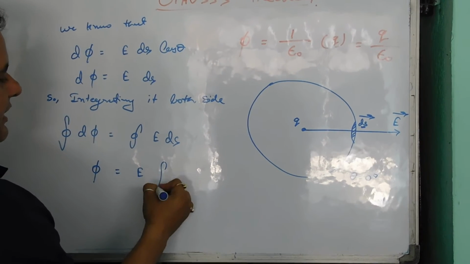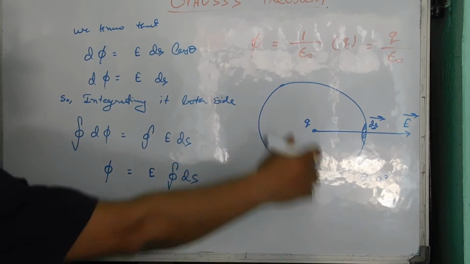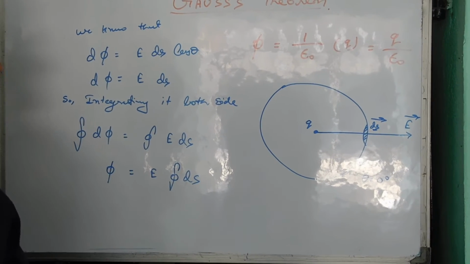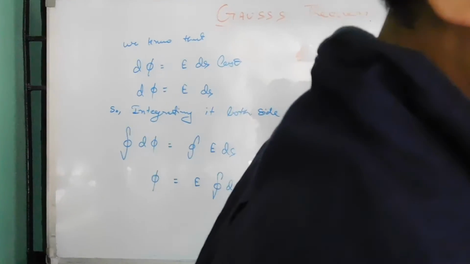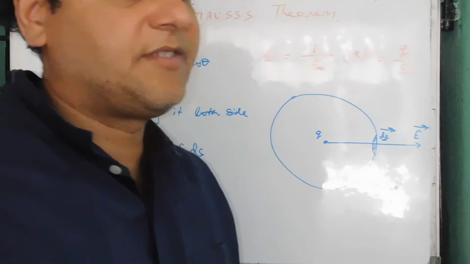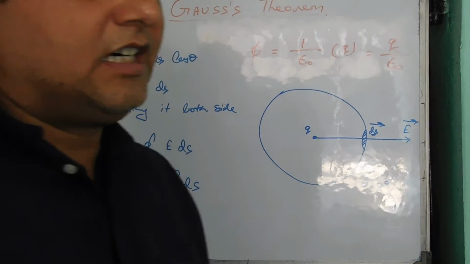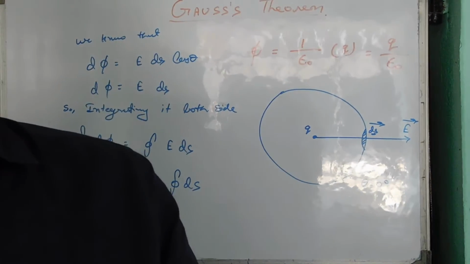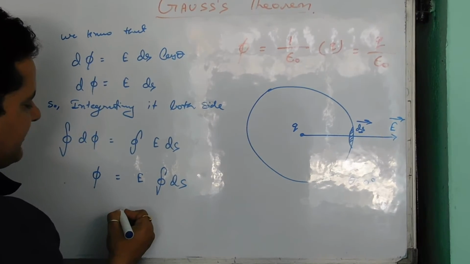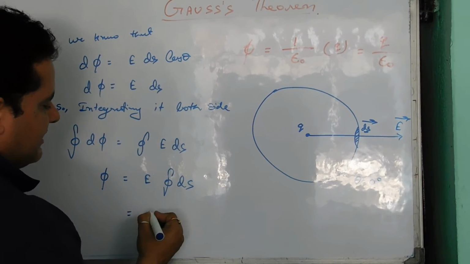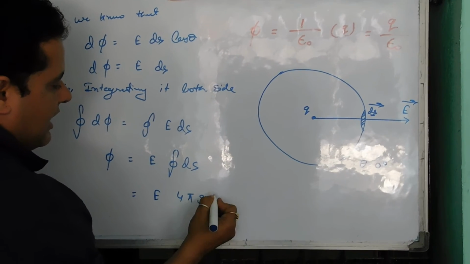The integration of ds will give us the area of the whole sphere. What is the area of the whole sphere? Remember, the area of the whole sphere is 4 pi r square. So it is E times 4 pi r square.